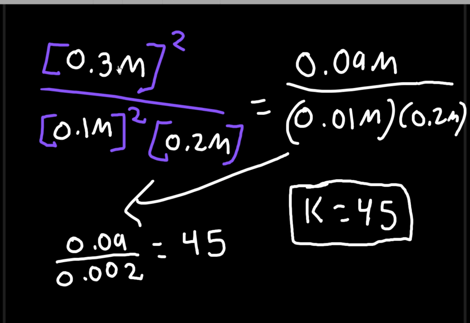So 0.3 squared is going to be 0.09, 0.1 squared is going to be 0.01, and 0.2 is just going to stay as 0.2. So you're going to have 0.09 over 0.002 when you multiply these two out, which is going to equal 45, which means that K is equal to 45. And remember, in this case, this means your reaction is going to favor your products at equilibrium, because K is greater than 1, which means there are probably more products than reactants.